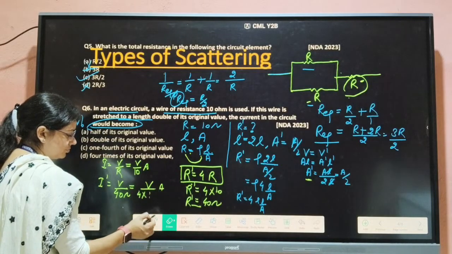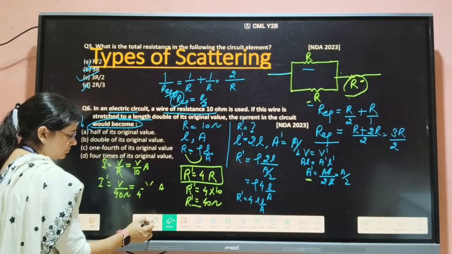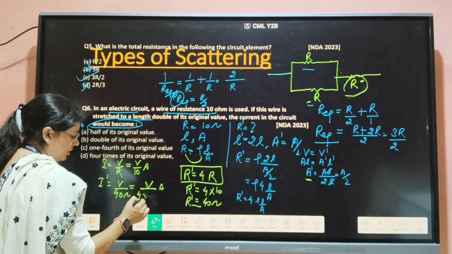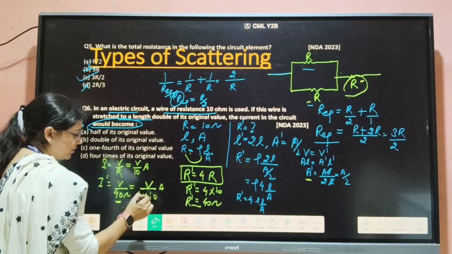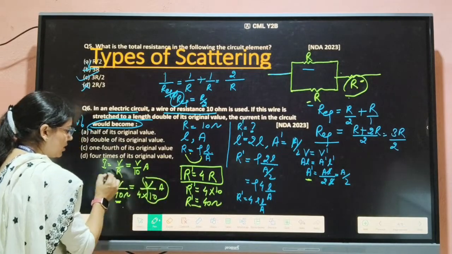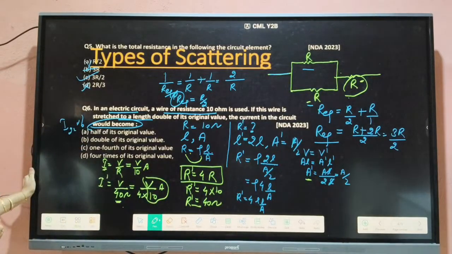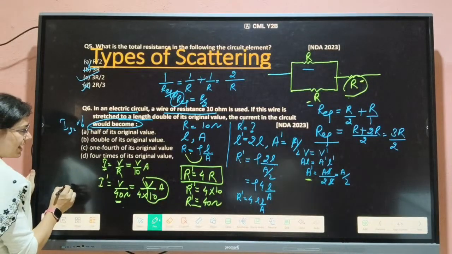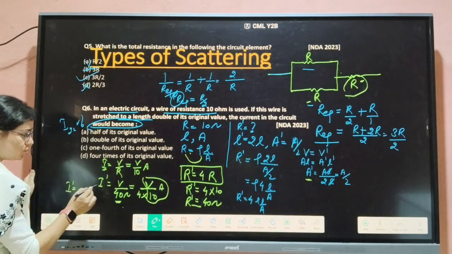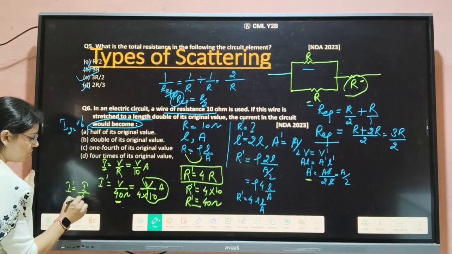10 ohm. V, we are dividing into 4 into 10. Okay, so this one is our previous current. So here we can write I dash equal to I by 4.